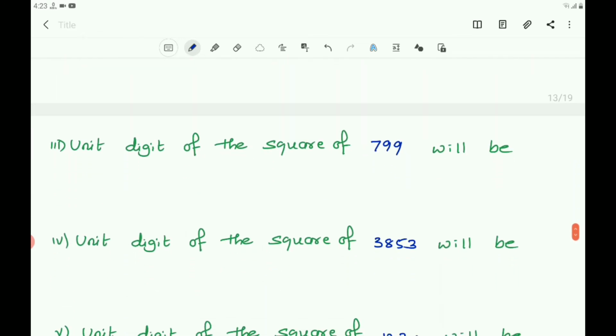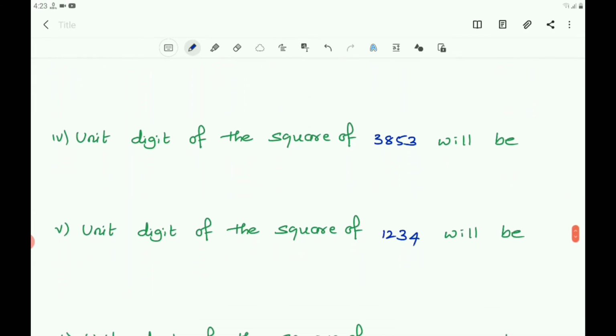Third one, the unit digit of the square of 799. Here the unit digit is 9. Its square has the unit digit 1. So, the unit digit of the square of 799 will be 1. Next, the unit digit of the square of 3853. Here the unit digit is 3. Its square has the unit digit 9. The unit digit of the square of 3853 will be 9.